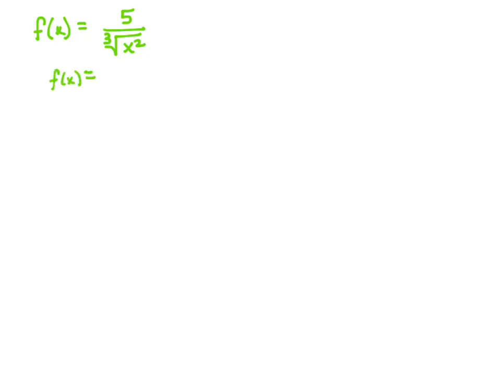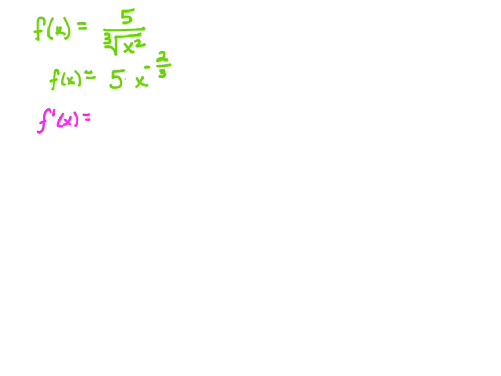F of x is equal to the 5 that's in the numerator, that's going to stay, times x, and since x was in the denominator, I'm rewriting this as a negative exponent, and then since it's a root, a cube root, my exponent's going to be a fraction with a denominator of 3, and my numerator is 2 because of the squared on the x. So now I have my function rewritten in the form of x to the n, and I'm ready to find a derivative.